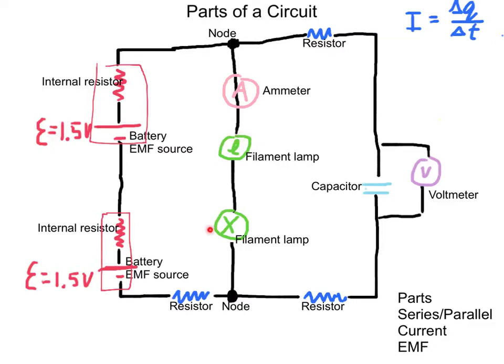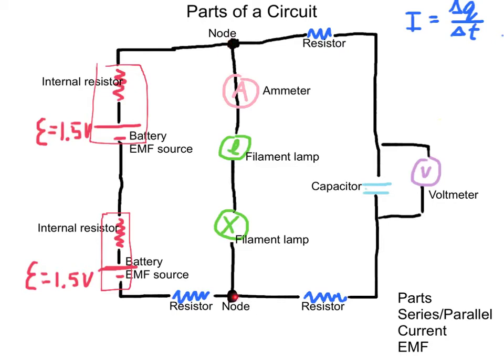Filament lamps look like this. They can either have a circle with an X in them, or maybe they try to show you the filament a little bit better with kind of a loop inside, sort of a script L looking thing. Generally, though, it's connected to the sides. I apologize, mine is not there.